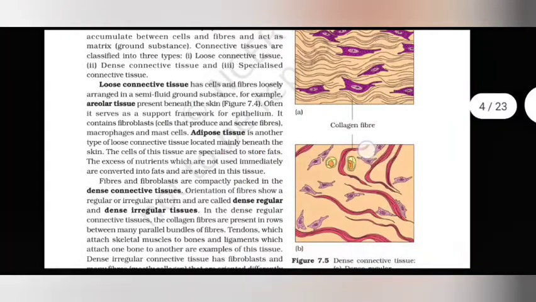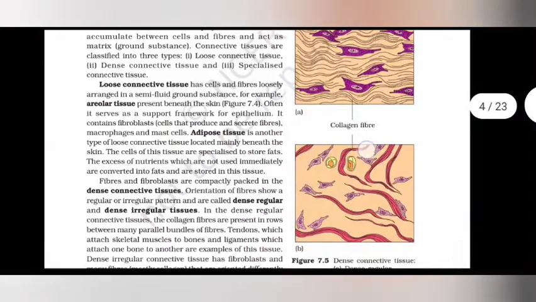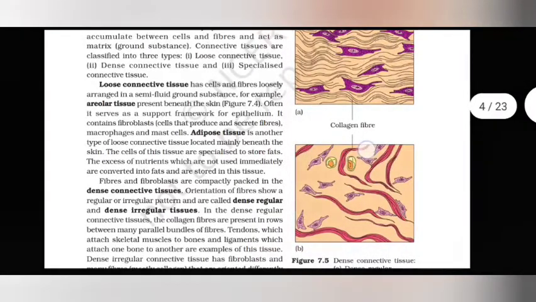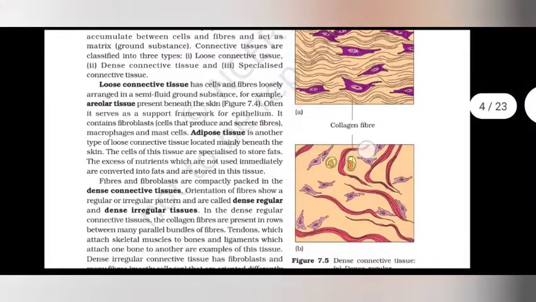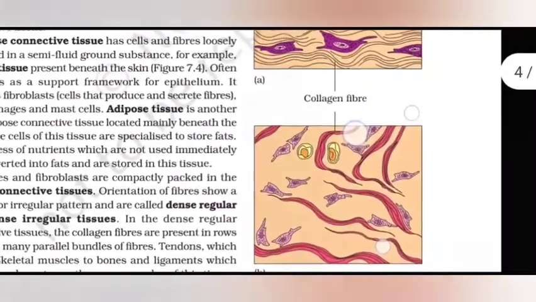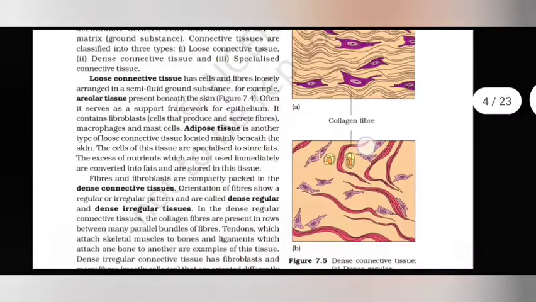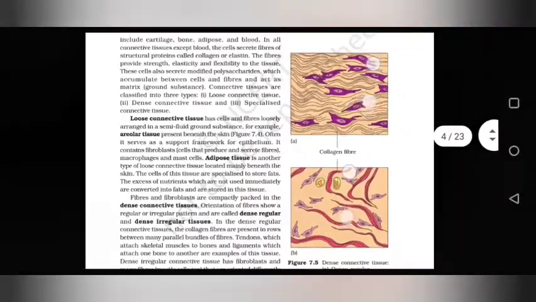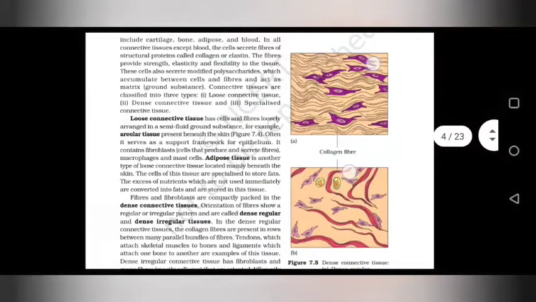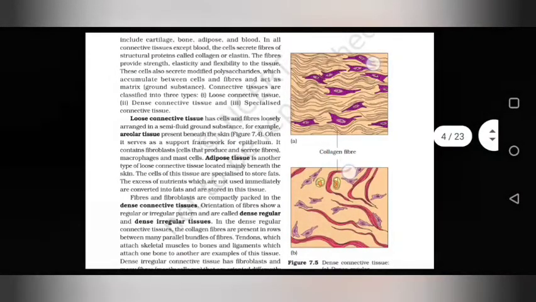Then the next connective tissue are irregular dense connective tissues, mainly the reticular connective tissues. Here the fibers are reticulin fibers, and these are quite irregularly present. They are also present in the skin and also in organs like spleen or kidney. Their main function is protection and providing a framework to the body part.